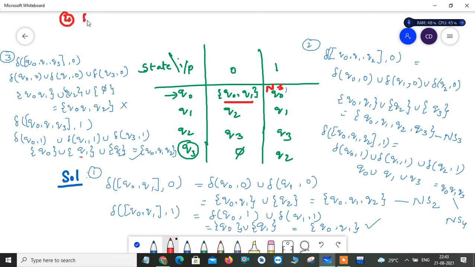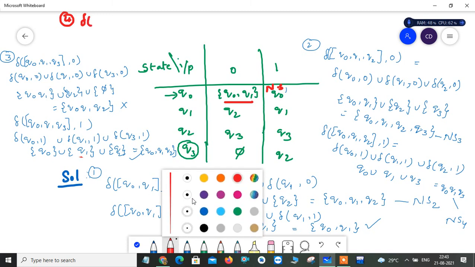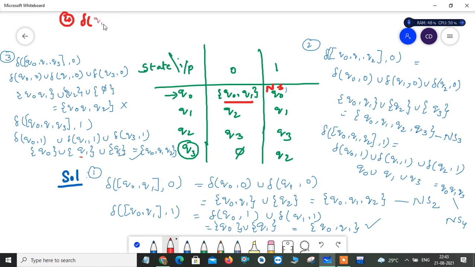See here, you can take delta of, right, what are the states you have? Q0, Q1, Q2 and Q3. The first possible input is 0, right? So you can take delta of Q0 comma 0 union delta of Q1 comma 0 union delta of Q2 comma 0 union delta of Q3 comma 0.